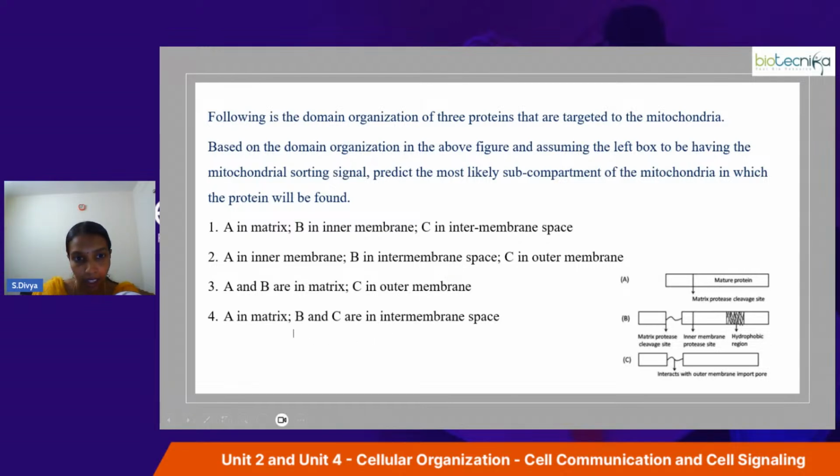Okay, in that case, find out the answer for this mitochondria related question. Actually, this is the organization of 3 proteins. You have to identify which compartment it belongs to, whether it is matrix, inner membrane, intermembrane space, or outer membrane. Once again, nuclear transport is an important part from an examination point of view. Don't skip that. Okay, Soumya, thank you for confirming. Now find out the answer for this.